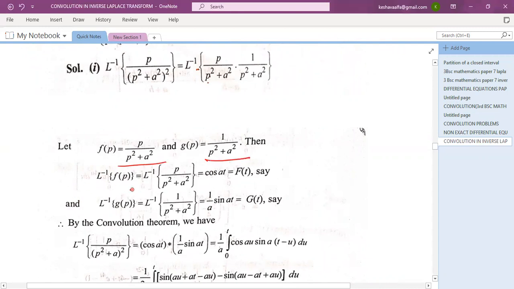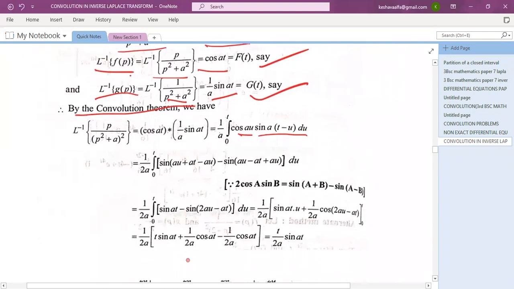So L inverse of f of p is L inverse of p by p square plus a square, that is cos at. That is our f of t. Next, L inverse of g of p is L inverse of 1 by p square plus a square, that is 1 by a sin at. So this is g of t. So by using convolution theorem, we get L inverse of p by p square plus a square whole square is equal to cos at star 1 by a sin at, that is 1 by a integral cos au sin a into t minus u du. So it is like cos a sin b.